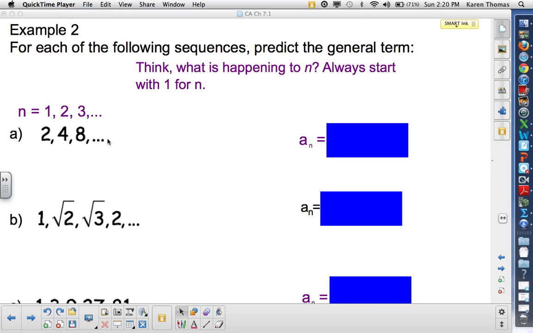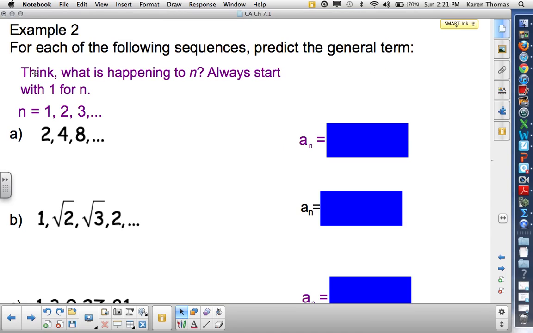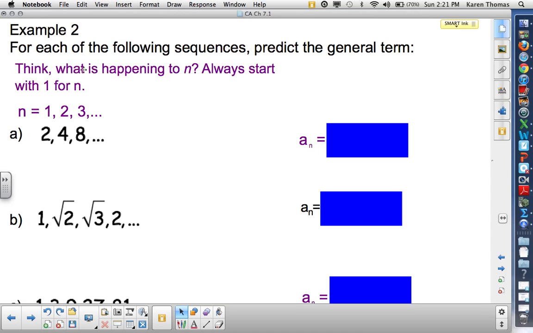So when I work on these on tests and quizzes, I will use the equation you came up with, and if yours works and it's different than mine, you'll get full credit. But what we're going to do with these is look at this and think, what is happening to n? We're going to put n in and come out with some number for a sub n. So we're going to start with 1. So what general term could I have?